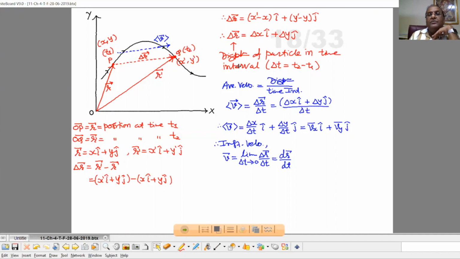Clear to all of you? This is the concept of a position vector. Change in position means displacement of the particle in the given time interval.